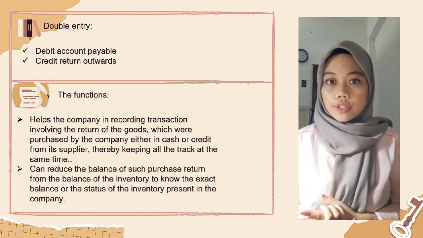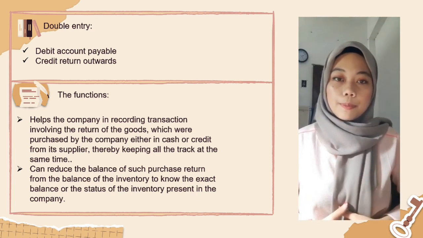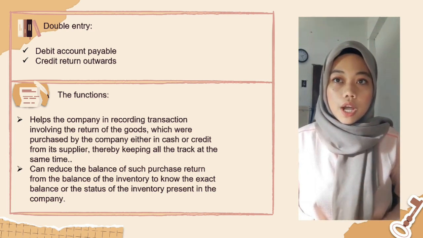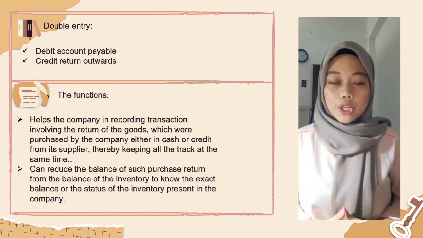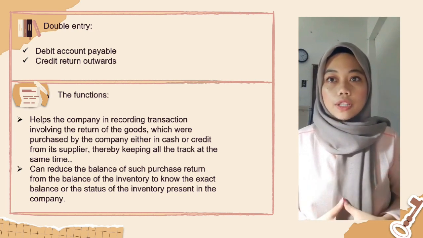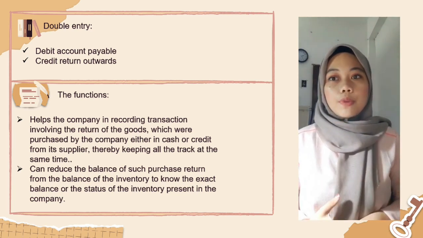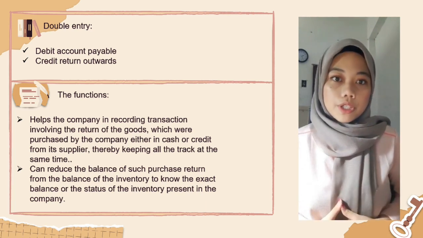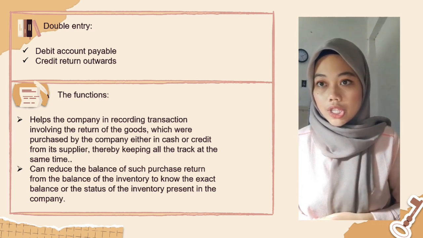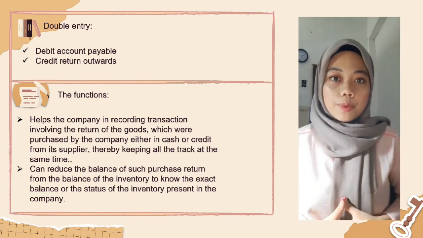The function of returns outwards is to help the company in recording transactions involving the return of the goods which were purchased by the company with credit or cash from the suppliers, thereby keeping all the track at the same time. And we also can reduce the balance of purchase return from the balance of the inventory to know the exact balance or the status of inventory present in the company.